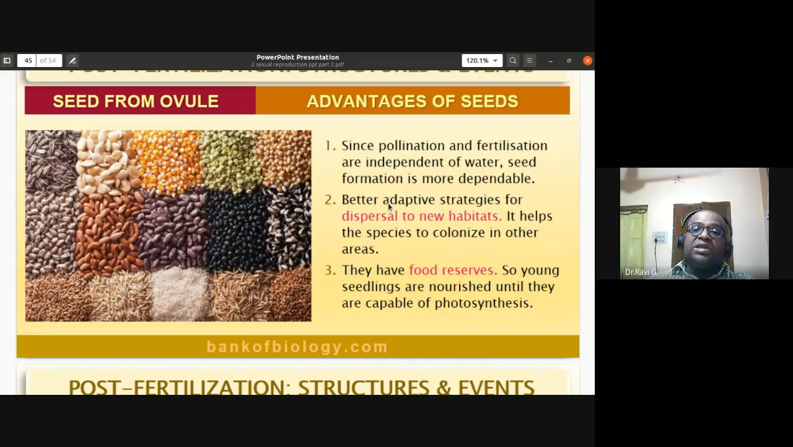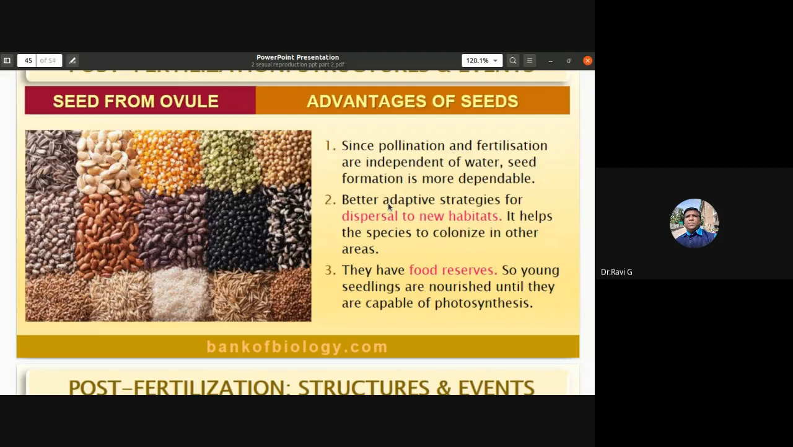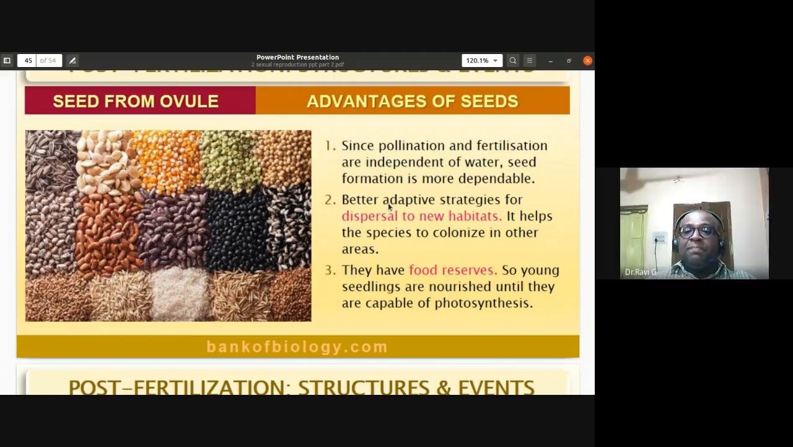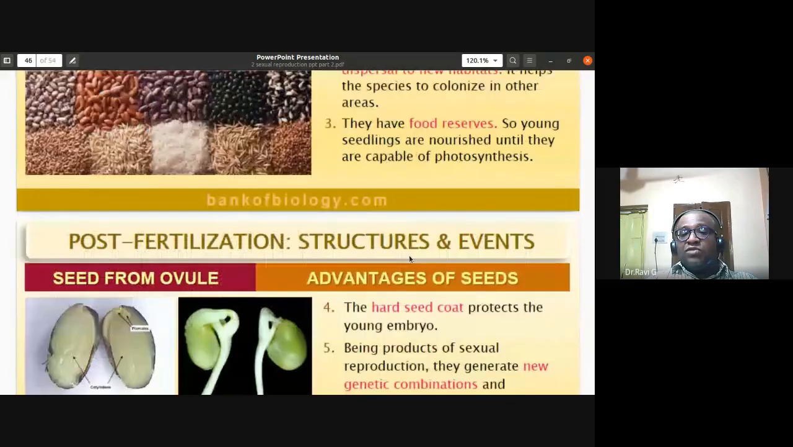Seeds have food reserves in the form of cotyledons. So the young seedlings are nourished until they are capable of photosynthesis. The cotyledons remain with the plant until the leaves are formed and mature and undergo photosynthesis. So these are advantages of having a seed. The hard seed coat protects the young embryo, which is found within the cotyledons. When you break the cotyledons, you can find the embryo. So the hard seed coat protects the young embryo.